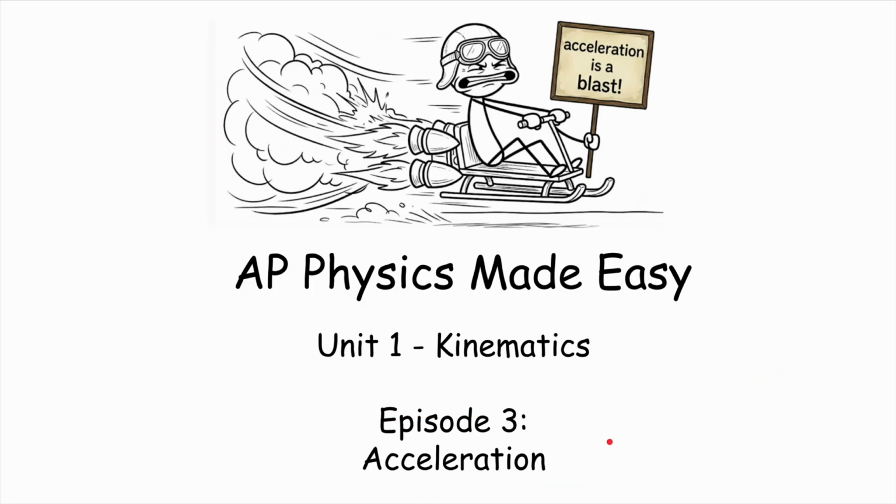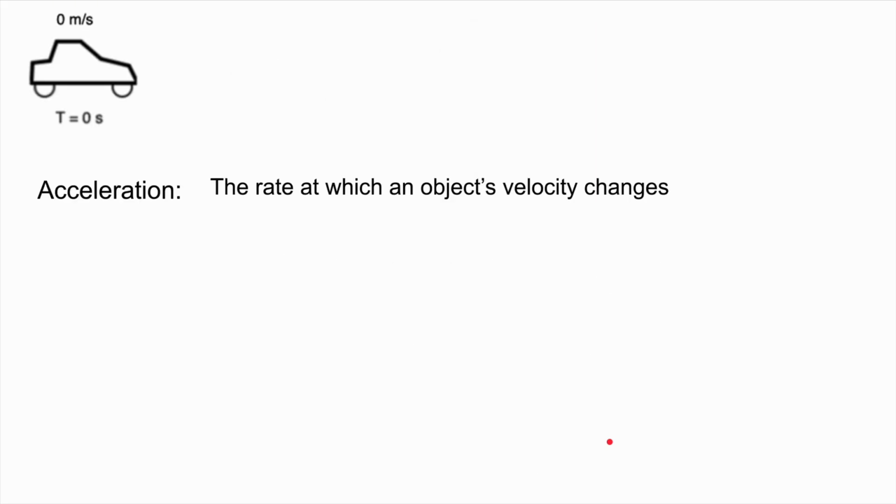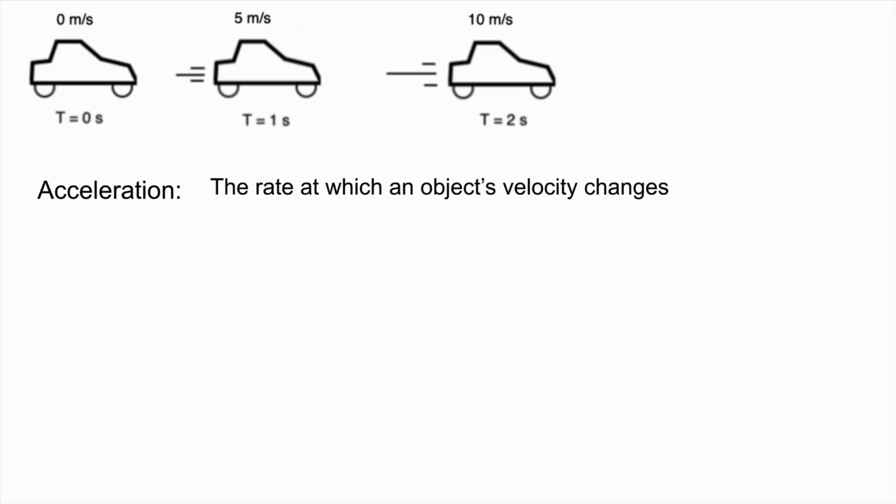We're going to be talking about acceleration. So acceleration is simply the rate at which an object changes its velocity. I'm going to start off with a car that at time t equals 0 is going 0 meters per second. So the light turns green, the person hits the gas pedal, so at time 1 second, they're going 5 meters per second. T equals 2 seconds, they're going 10 meters per second. T equals 3, they're going 15.